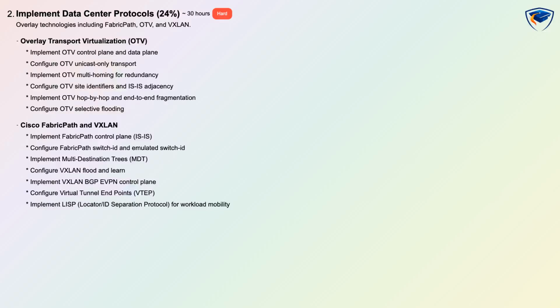controls, and to configure Fabric Path IS-IS control, emulated switch identifiers, multi-destination trees, VXLAN flood and learn behavior, VTEP configuration, VXLAN BGP EVPN control plane, and LISP for workload mobility.